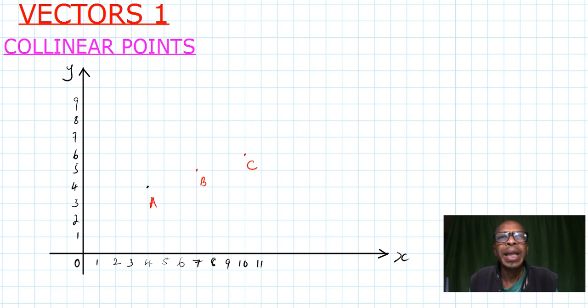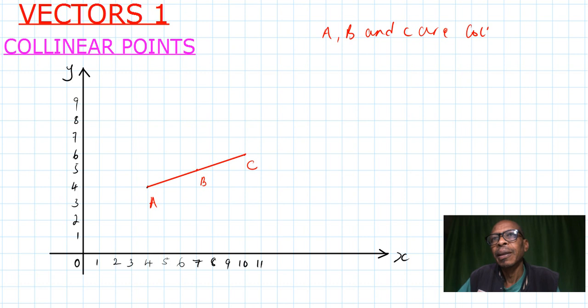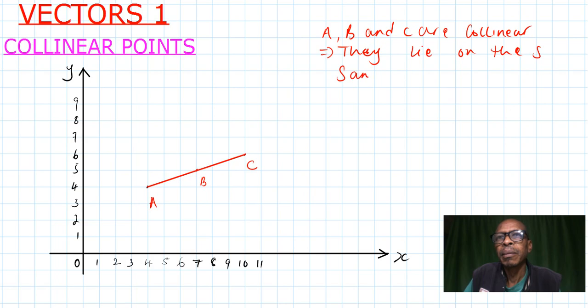Now, if you take a ruler and join the 3 points, you find that they form a straight line. So we say that in this case, A, B, and C are collinear. That means that they lie on the same straight line.